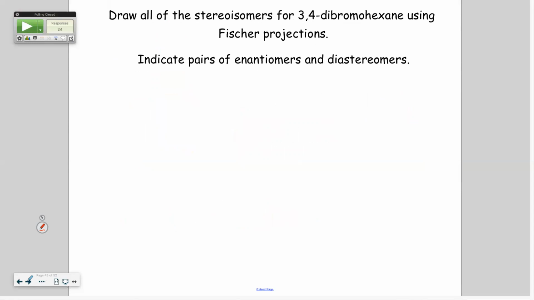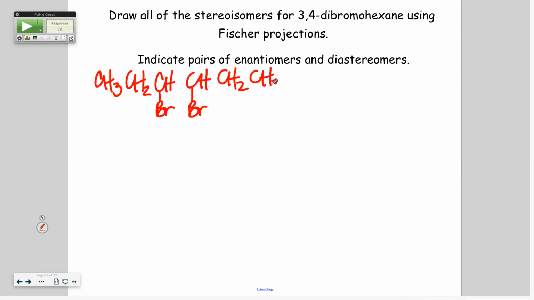Okay, now we're going to draw all of the diastereomers for 3,4-dibromohexane using Fischer projections, and we're going to indicate pairs of enantiomers and diastereomers. This would be like how it would be written on a test. So what do you think you should do first? Yeah, just draw the carbon chain. Okay, so we've got 1, 2, 3, 4, 5, 6. Okay, what should you do next?